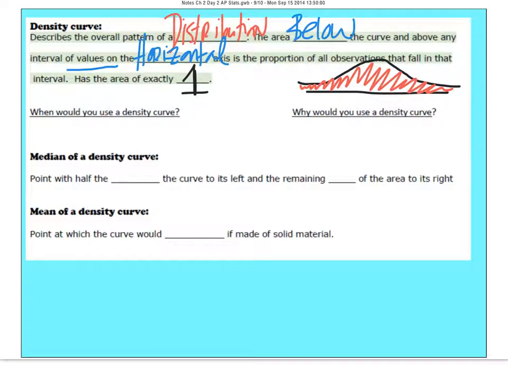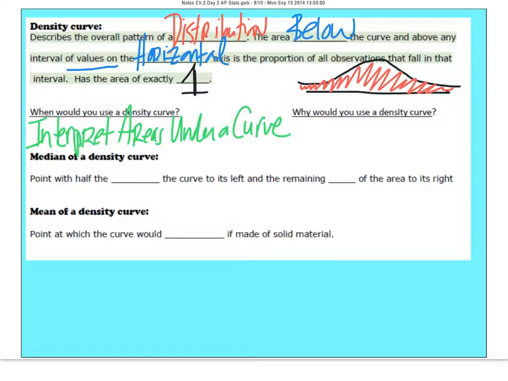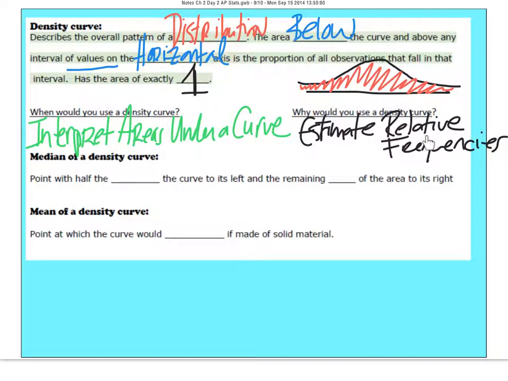Now, when would you use a density curve? Well, we're going to use density curves for the rest of the book, basically. And you're going to use it to interpret areas under a curve. So they might want to know what is the area under the curve from maybe just this little sector. Why would you use the density curve? And that is to estimate the relative frequencies. Remember, relative frequencies are just percentages. So if you want to know what percent under the curve, you're going to look at a density curve.